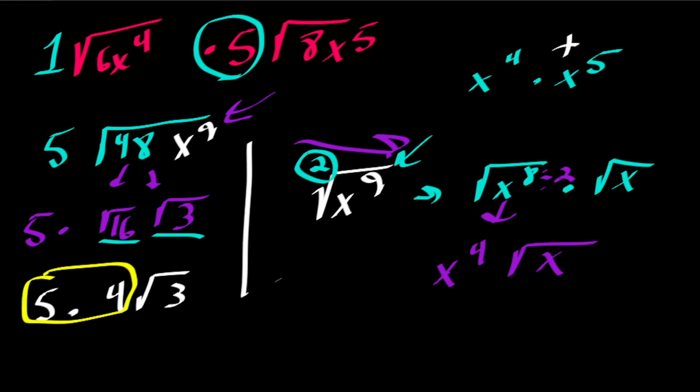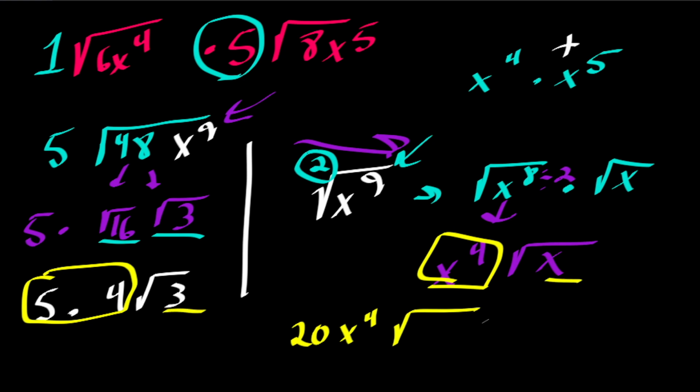We're going to take 5 times 4, which is 20. And then we're going to do x to the 4th. That's going to stay on the outside. And then on the inside, we have 3, and we have x. So this is our answer.